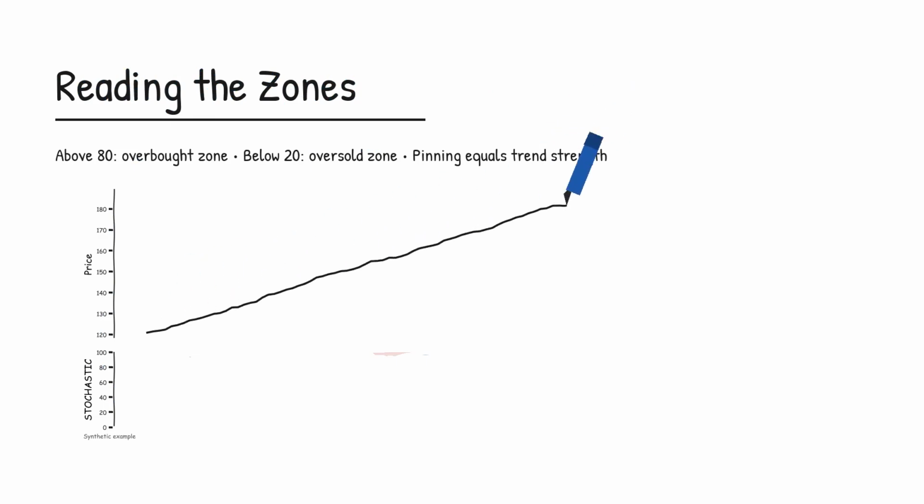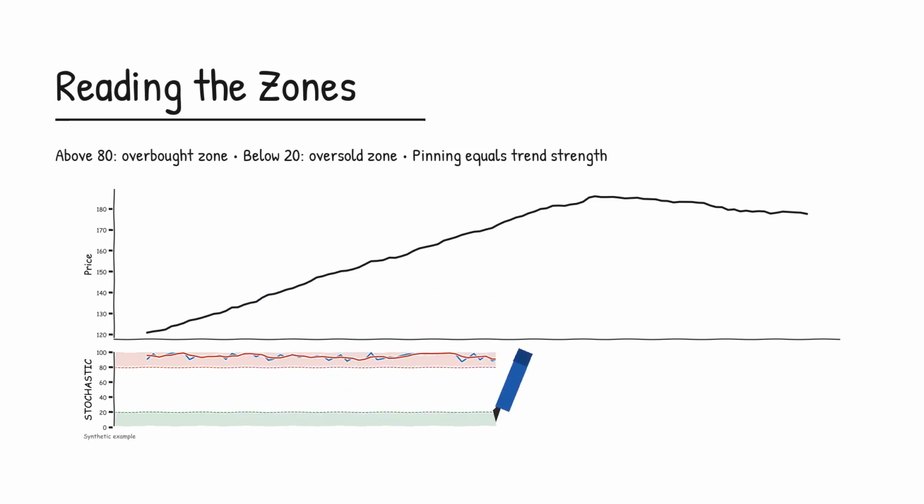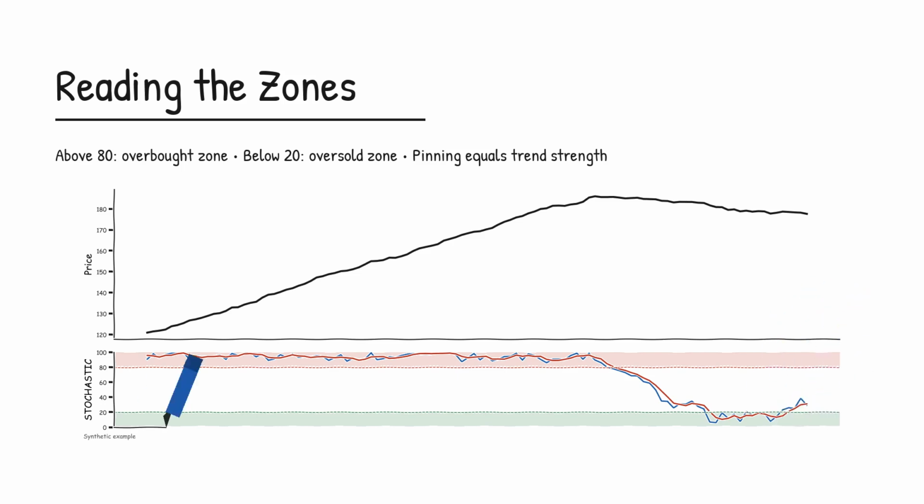Readings above 80 are conventionally overbought, below 20 oversold. But here is the advanced nuance. In strong trends, stochastic can pin at the extremes for extended periods. That is not a reversal signal, that is strength. Use the zones as context, not commands. The real trade triggers come from crossovers and divergences inside that context.